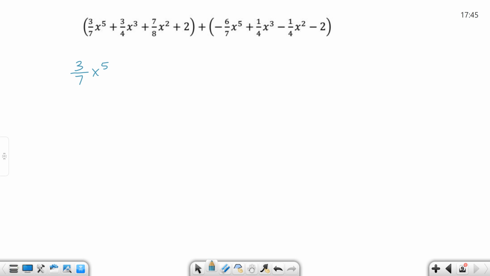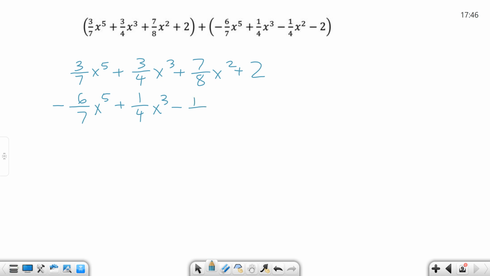All right? So 3/7 x to the 5th plus 3/4 x cubed plus 7/8 x squared plus 2. And then we're going to come down here and say, okay, negative 6/7 x to the 5th plus 1/4 x to the 3rd minus 1/4 x squared minus 2.